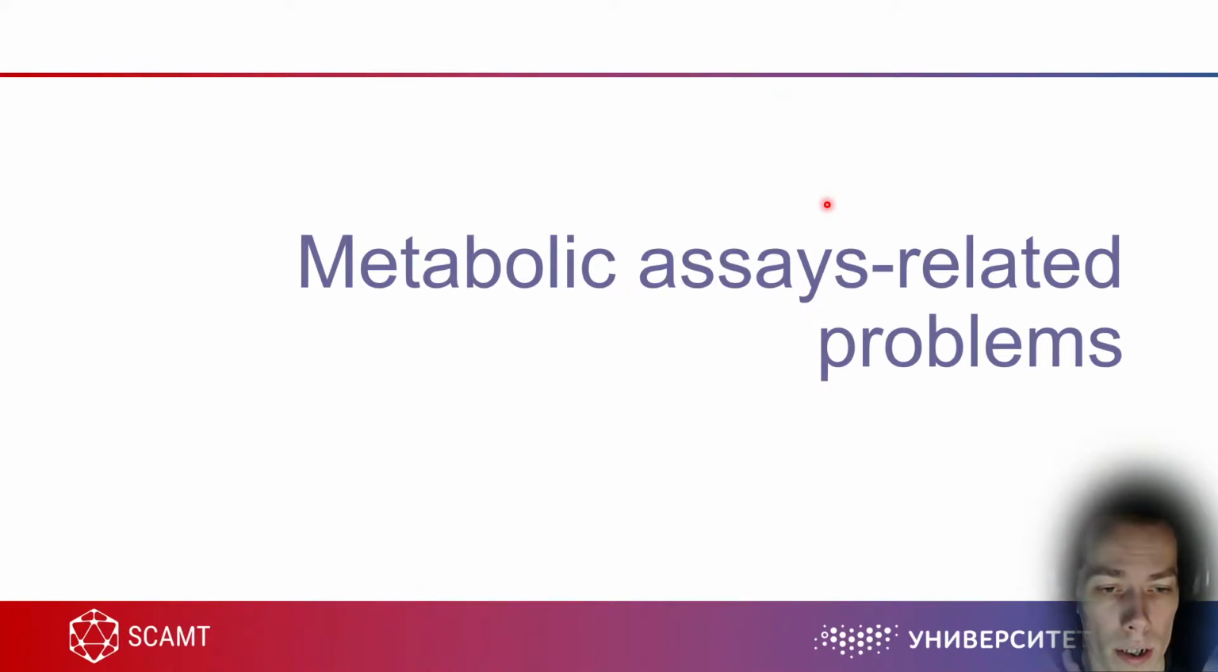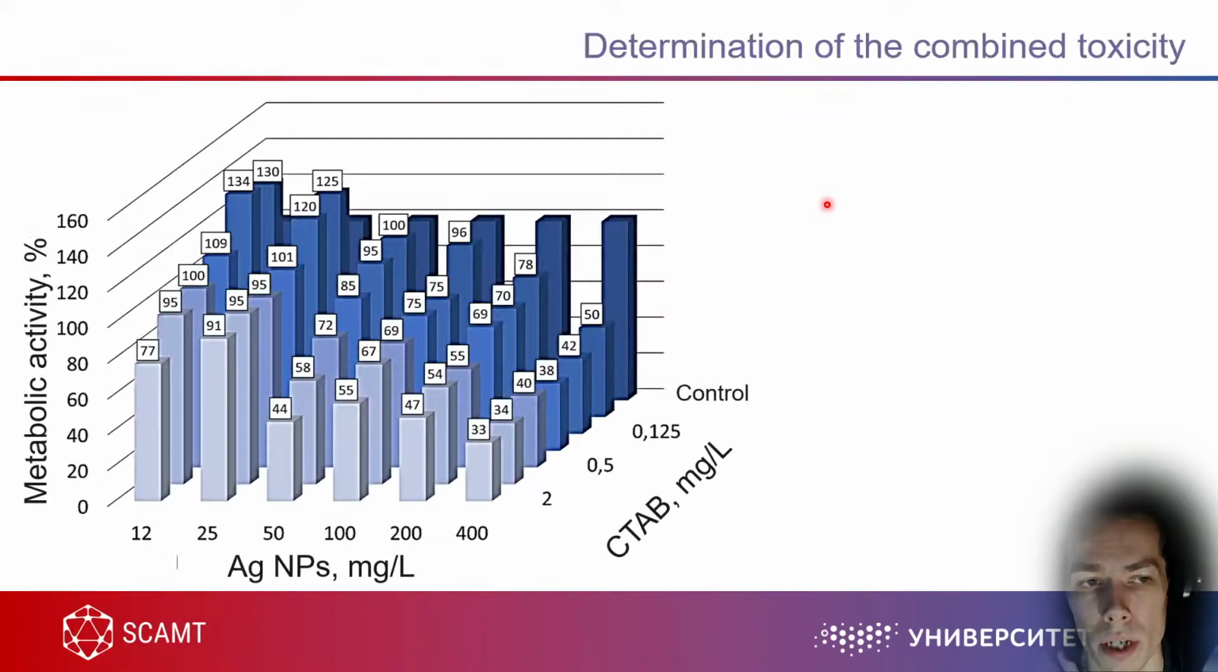And again, what are the problems? This is probably the last thing I need to discuss today. What other metabolic assay related problems can be obtained without additional fluorescent staining and microscopic observation and so on? Again, it's from my practice, but it's a good example of what can happen to the cells upon interaction with two toxicants.